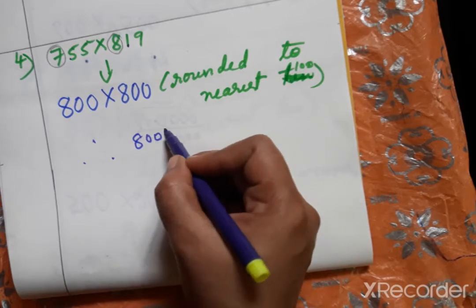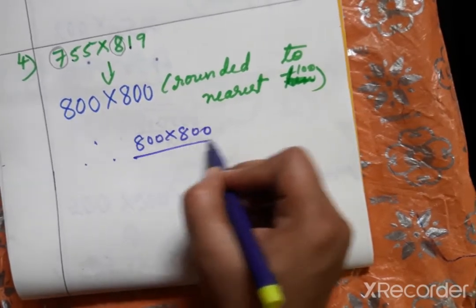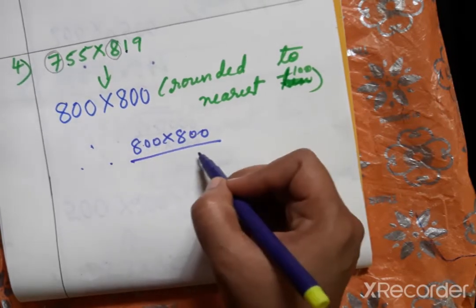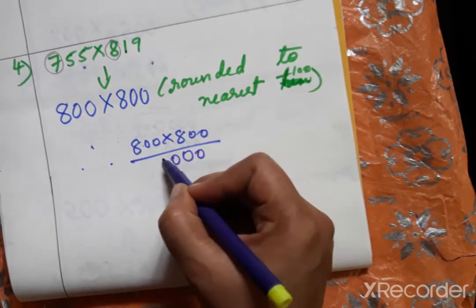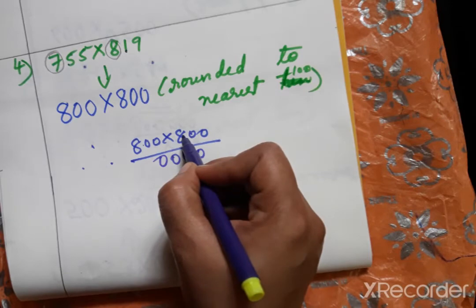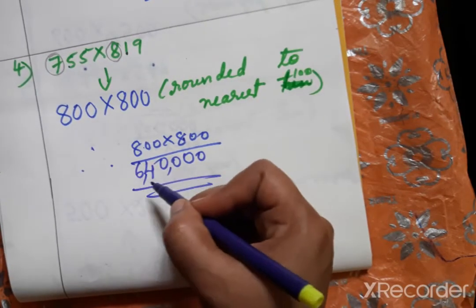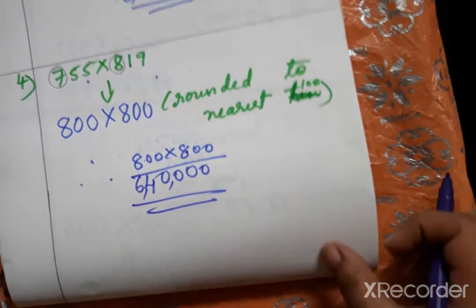Now 800 into 800 we have to multiply. How many zeros are there? 1, 2, 3, 4, so 4 zeros. Then multiply the remaining numbers: 8 8s are 64. Answer is 6,40,000.